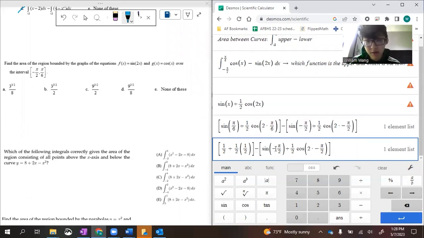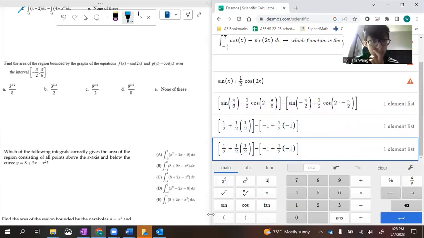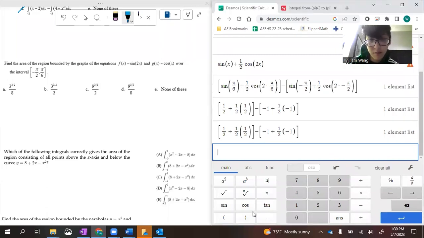All right, minus sine of negative pi over 2. Well, negative pi over 2, that's like negative 90 degrees. That is going to be -1. Plus 1/2 cosine of 2 times negative pi over 2. So that 2 times negative pi over 2 just turns into negative pi. Cosine of negative pi is also -1. Right, let's continue simplifying this. Okay, and we keep going.